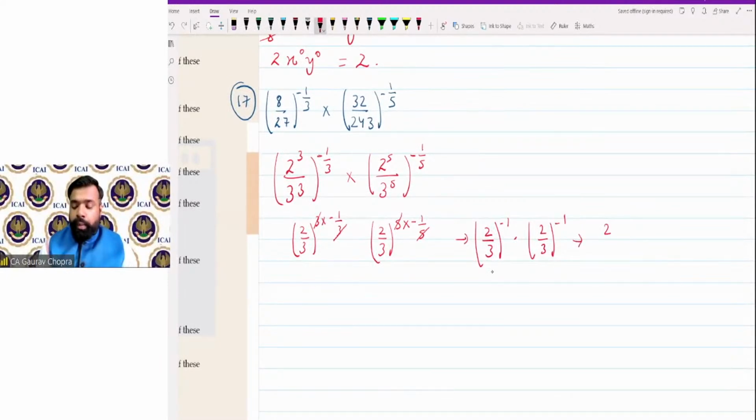So base is same, powers will be added. 2 by 3, power minus 1 and minus 1. So it will become minus 2. Now this time the power is negative, so you have to do the reciprocal to make the power positive. Now the power is positive. So 3 by 2 square. And 3 by 2 square is nothing but 9 upon 4. It becomes 9 upon 4.